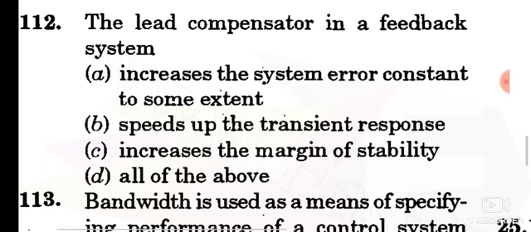Once again we read the question. The lead compensator in a feedback system increases the system error constant to some extent and speeds up the transient response and increases the margin of stability.